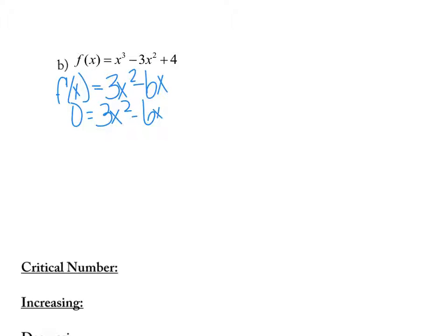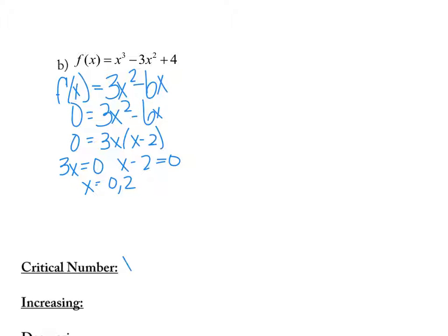Okay, and this is an example where we factor. So we can take a GCF out, and we're left with x minus 2. And then anything that contains a factor needs to be set equal to 0. So x equals 0 and 2. Those are our critical numbers.